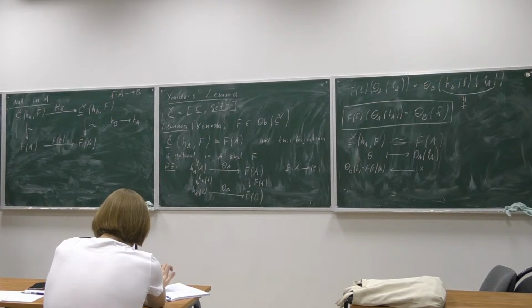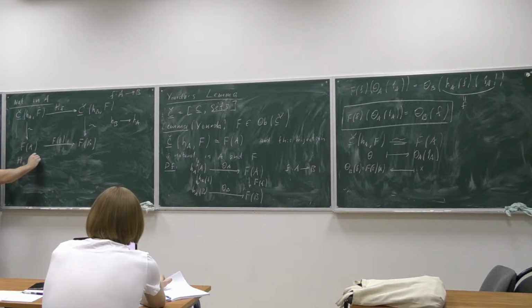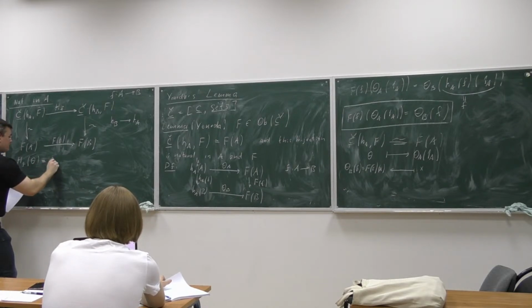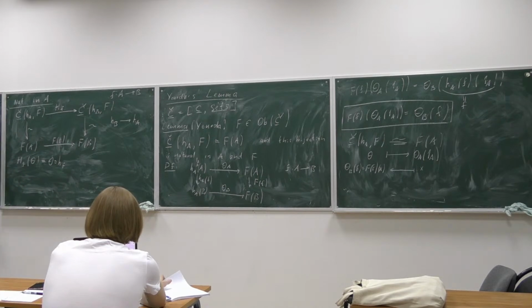Oh, but then you do it once again. And then I take another precomposition. So H sub F, if I want to apply this to some natural transformation theta, as in the notation we used before, well, this is the composition of theta and HF. So I think this works.